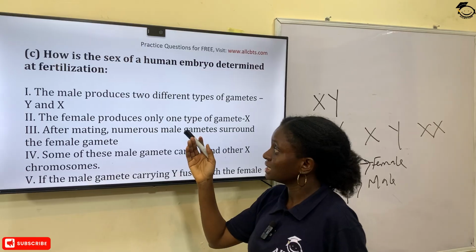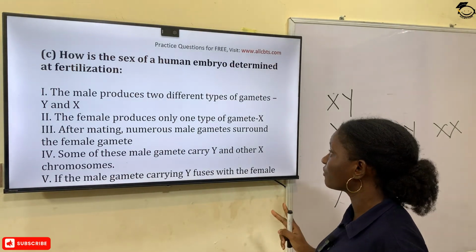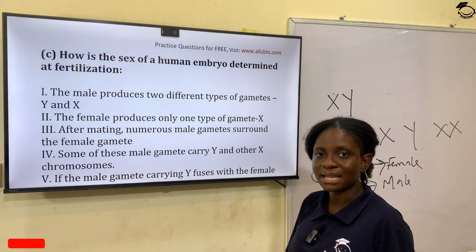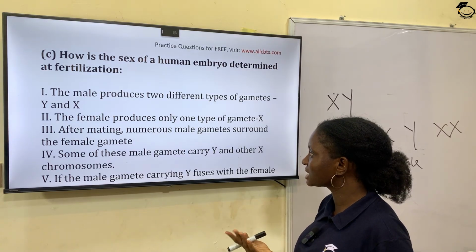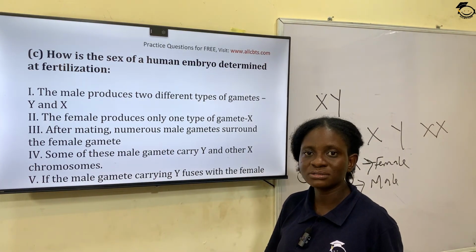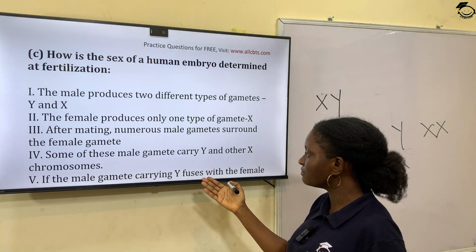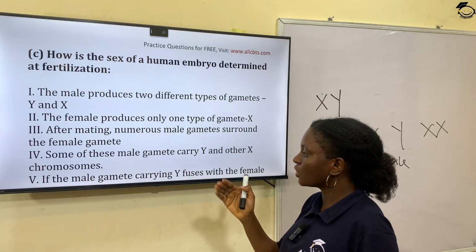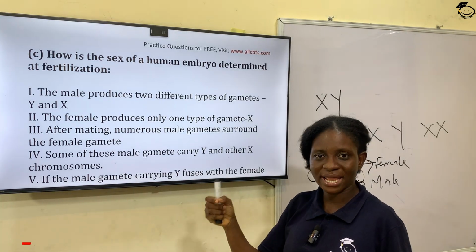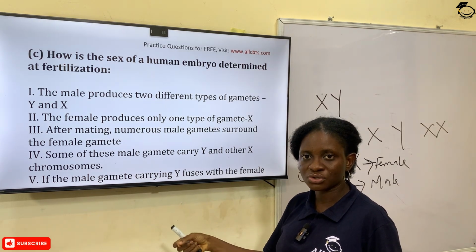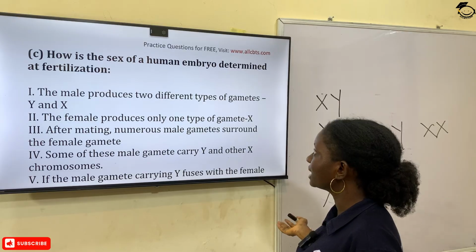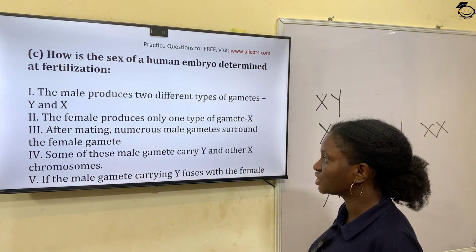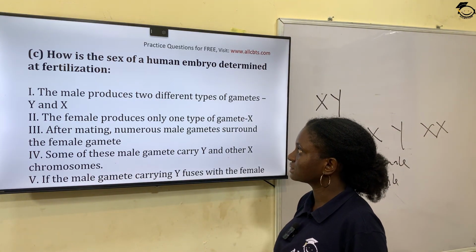So let's look at it. The male produces two different types of gametes, the X and Y gametes. The female produces just one type, that's the X gamete. So after mating, numerous male gametes surround the female gamete. Some of these male gametes carry Y and some the X chromosome. So if the male gamete carrying the Y chromosome fuses with the X chromosome from the female, that will determine the sex of the child. That means the child will be a male child. So that's it, the explanation on that.